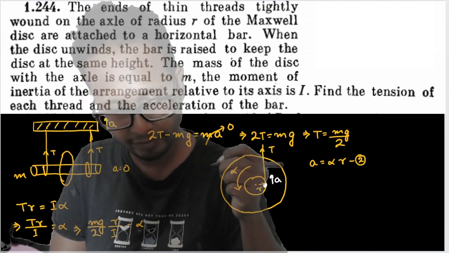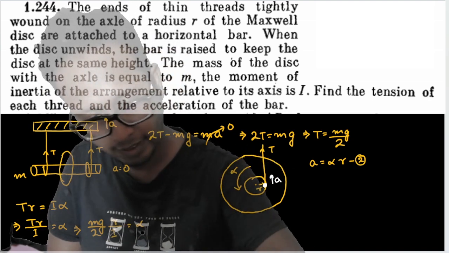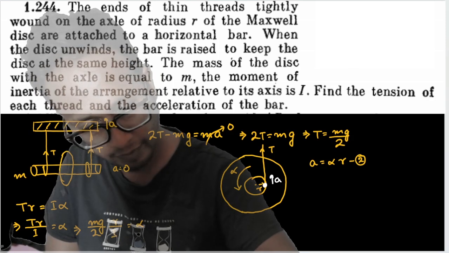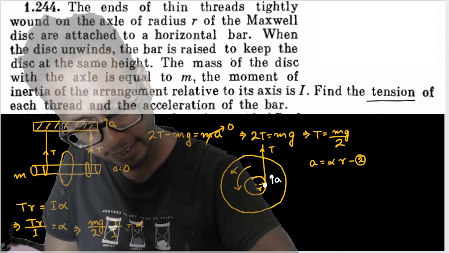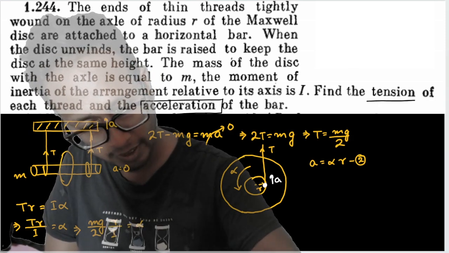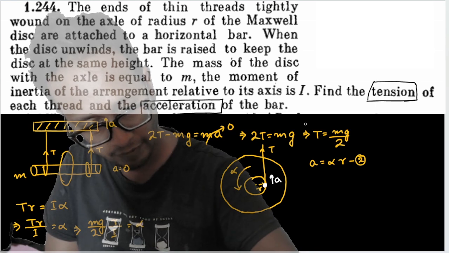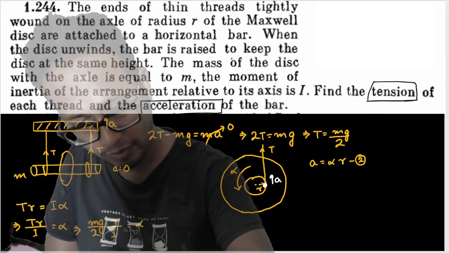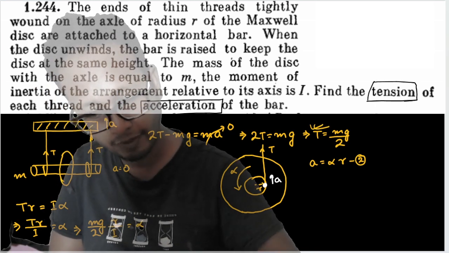Find out the tension. The tension is already found out. Find out the tension and the acceleration of the bar. I must also find out the linear acceleration of the bar. See, the value of tension is found out. I have to find out the linear acceleration.